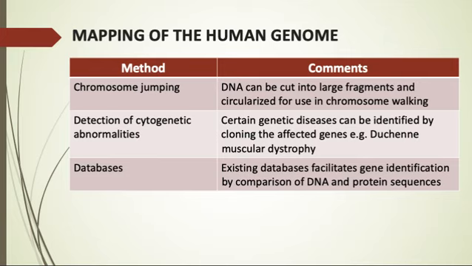Then the detection of the cytogenetic abnormalities, that is, certain genetic diseases can be identified by cloning the affected genes. Example, you have Duchenne's muscular dystrophy, or we call it DMD. Then you have the databases, that is, the existing databases facilitate gene identification by comparison of the DNA and the protein sequences. So these are the different methods by which the mapping of the human genome can take place.